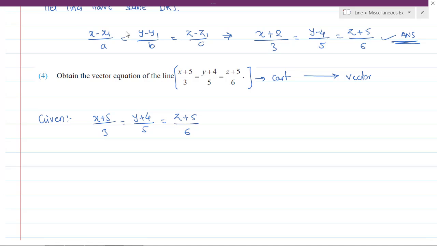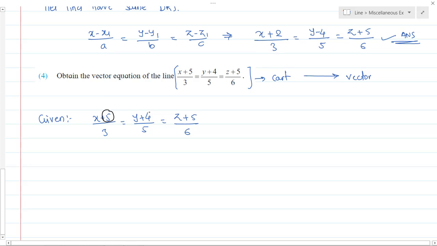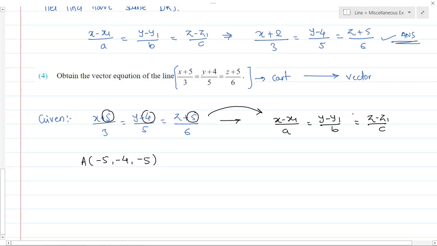Now tell me the point coordinates through which this line is passing. That is -5, -4 and -5. So the point A becomes (-5, -4, -5). How did I write this? I compared this equation of line with the standard equation (x minus x1) by a equals (y minus y1) by b equals (z minus z1) by c, and so I get the values of x1, y1, z1. As these are plus, I am having the minus here. Now these values 3, 5 and 6 are the a, b, c values. These are the direction ratios of this line, which is 3, 5, 6.